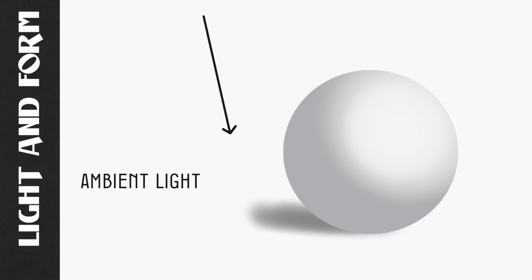Ambient light is a directionless, consistent light that is usually very low in intensity and will soften our shadows when directional light doesn't overpower it.